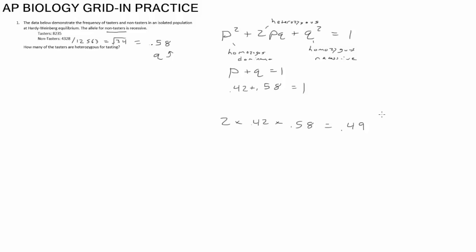If I take that 0.49 and multiply it by the total population, 12,563, that gives me the individuals that are heterozygous, and I get an answer of 6,156. I did some rounding there because fractions of people don't really work out. Let's box around that. This problem didn't specify what we're rounding to, so I'll just round to a whole number. It's asking for individuals, so that makes sense.